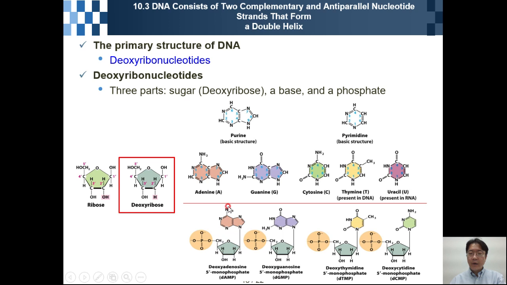The base is attached at the arm, and there is a phosphate located at the fifth carbon. This is recorded as deoxyadenosine 5-monophosphate, dAMP, this as deoxyguanosine 5-monophosphate, this as deoxythymidine 5-monophosphate, dTMP, and this as deoxycytidine 5-monophosphate, dCMP.